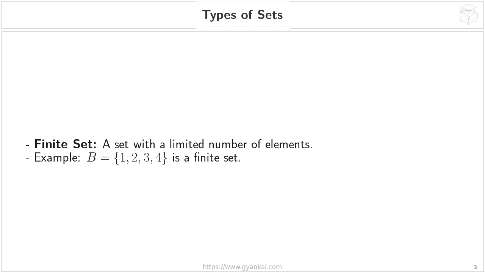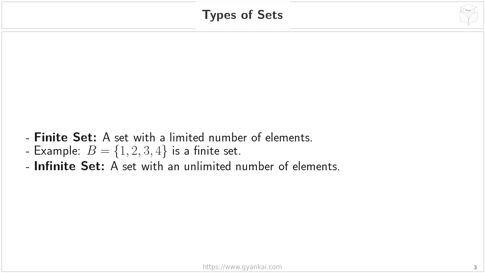Think of it as a set where you could, in theory, list out every single item in it and eventually stop. For example, the set B, which contains the numbers 1, 2, 3, and 4, that's a finite set because there are only 4 elements. We can easily list them all.